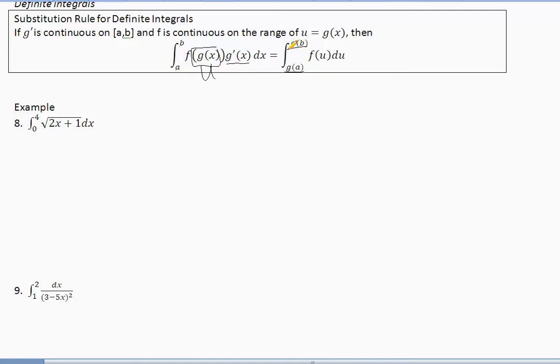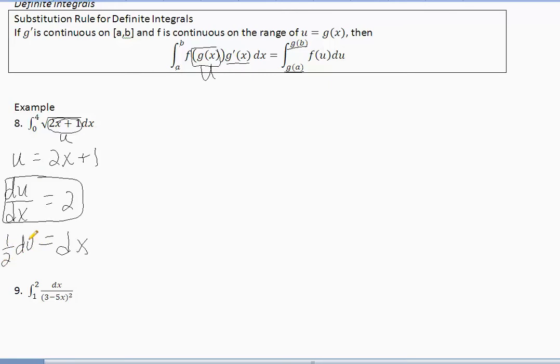Number 8, the first one. Let u be the inside part, which would be what? 2x plus 1. The derivative of u in terms of x is just 2. What's left is just dx, so solve this for dx. You'd have dx equals 1/2 du. Here comes your integral. This would turn into square root of u times 1/2 du.